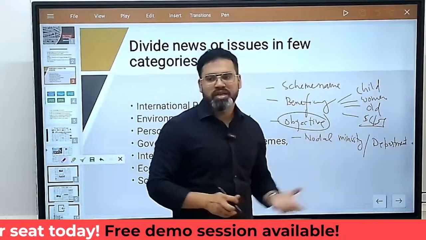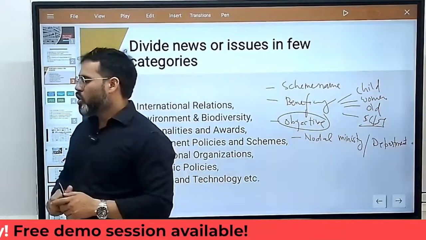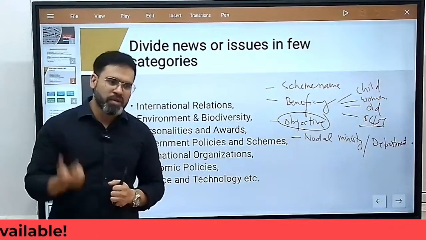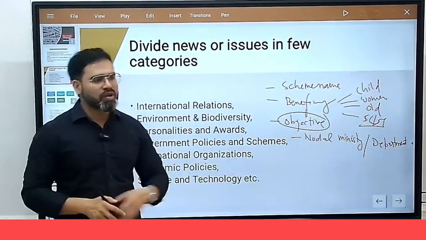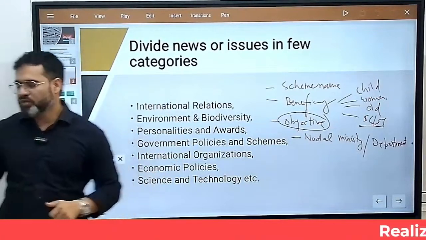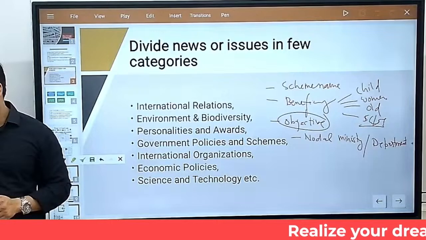So what is the objective? And then what is the nodal ministry? Whether Ministry of Home Affairs or Ministry of, for example, rural ministries or women ministries, which are the ministries that implement that scheme? So these are very important factors you need to look for in the government policies and programs.